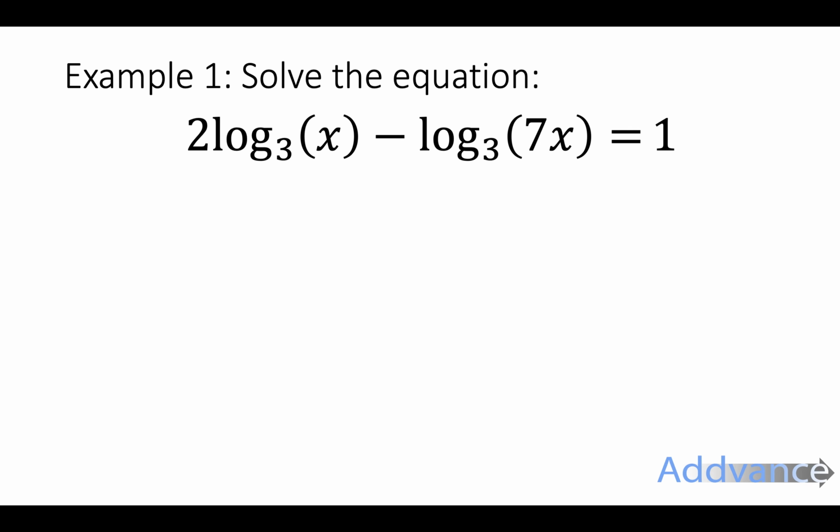So now you've learned all your log laws and how to use logarithms. Let's use it to solve an equation. So example 1: solve 2 log 3 of x minus log 3 of 7x is equal to 1.